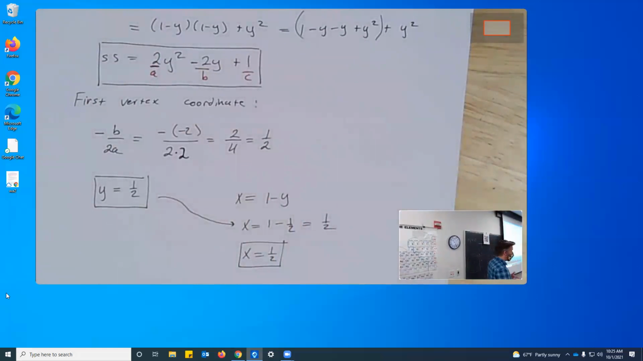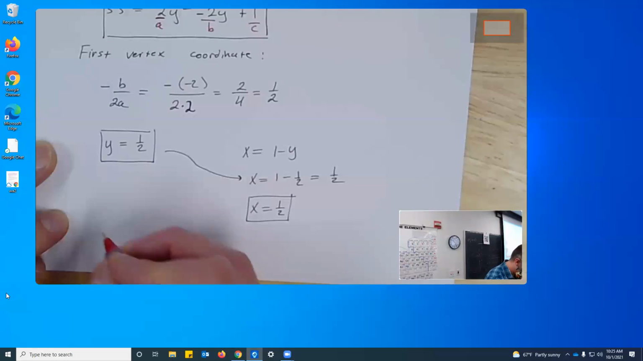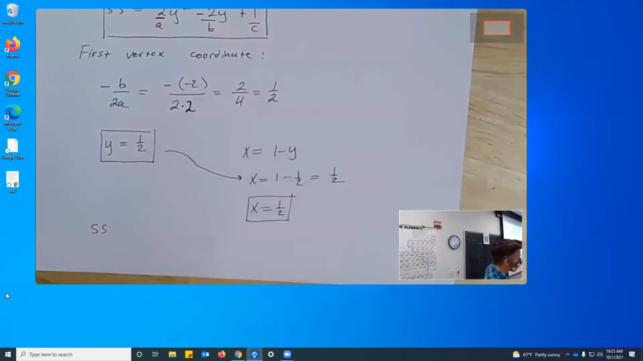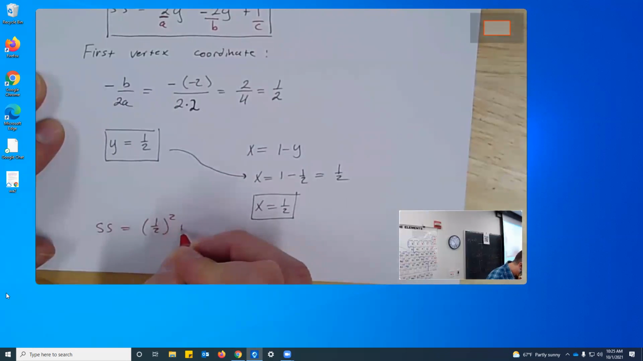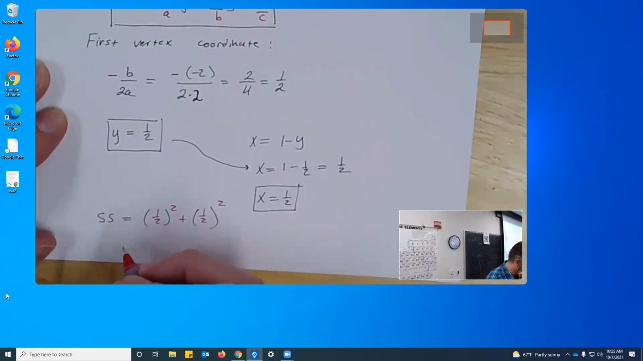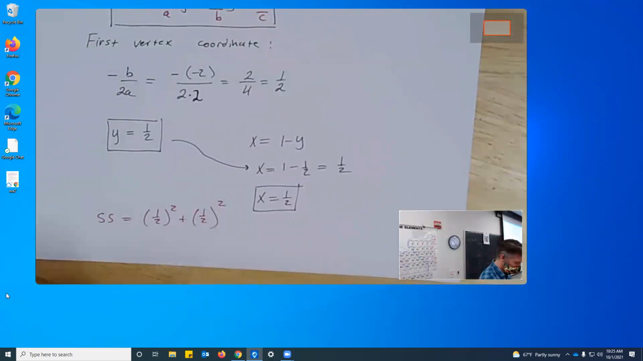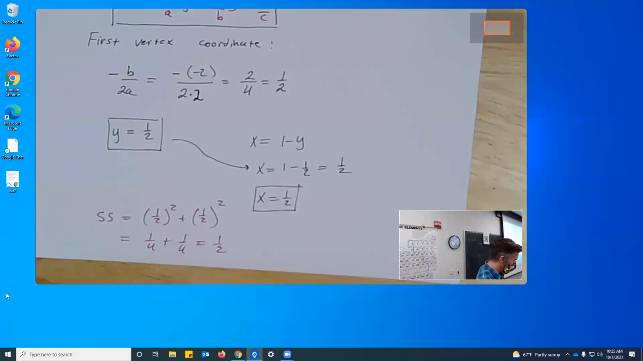So if you're going to graph this parabola, let's actually go ahead and find the minimum sum of squares. If we plug these back into the original equation, our minimum sum of squares, I know we weren't asked to find it, but it's worth finding, is going to be 1/2 squared plus 1/2 squared, which is maybe slightly confusing in that it's also going to be 1/2, because 1/2 squared is 1/4 plus another 1/4 is 1/2. So maybe slightly unfortunate that all the numbers are the same.